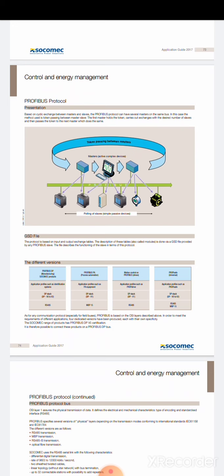So masters, active complex devices, Profibus, and passing the token. All right, beautiful.